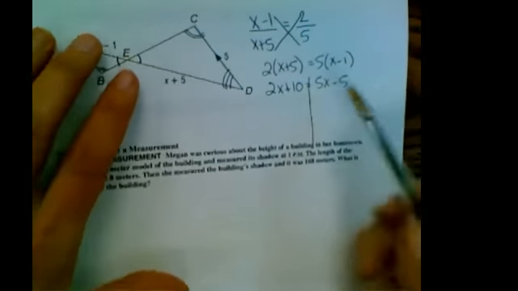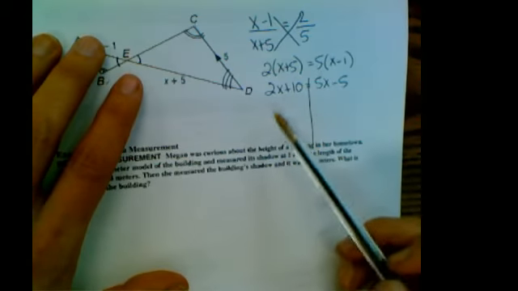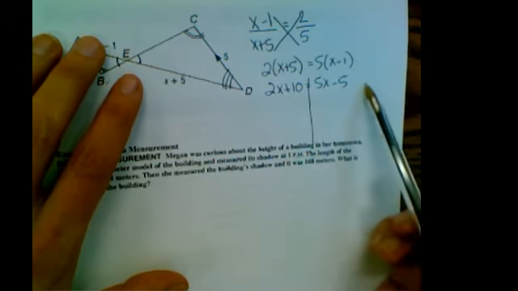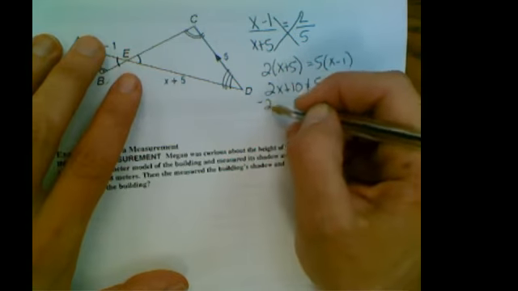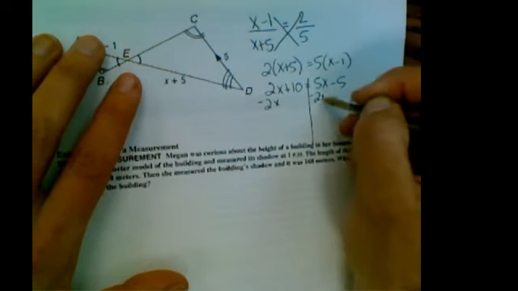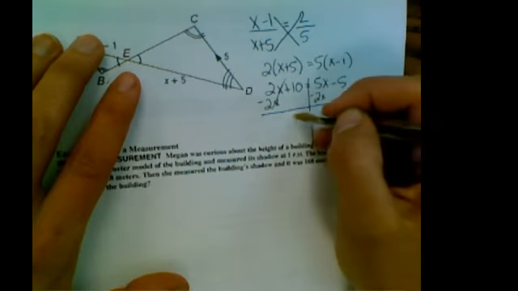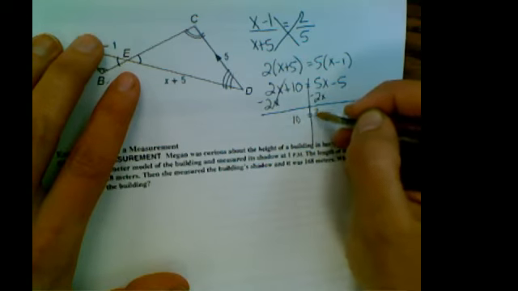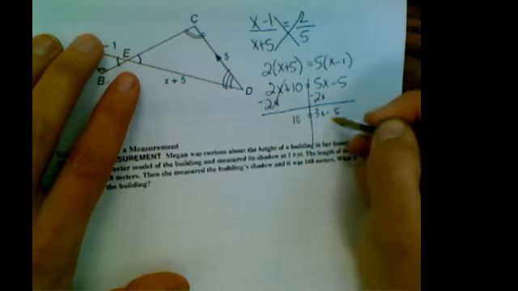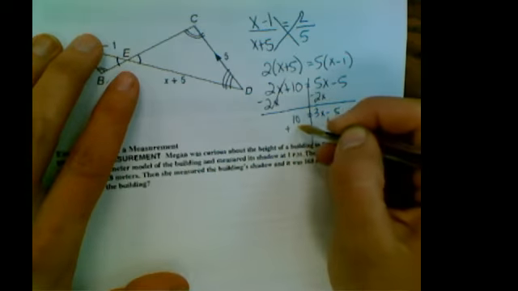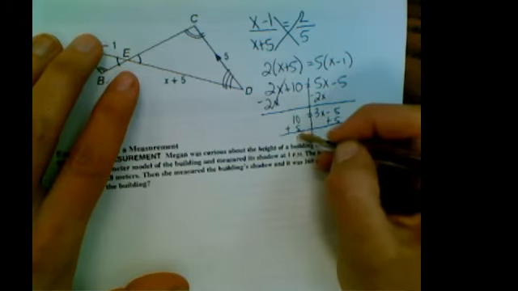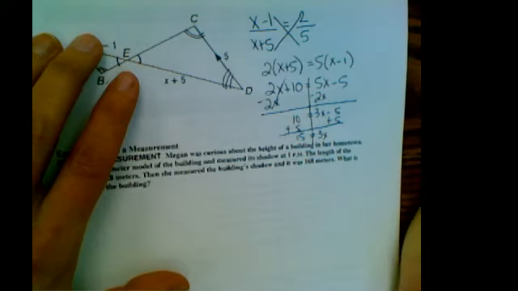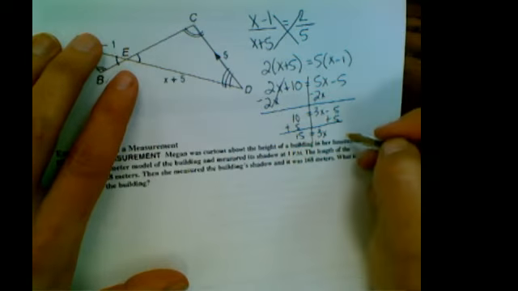I'd like to combine like terms. I want to put all my x's on one side and all my non-x's, or constants, on the other. So I'm going to subtract 2x. Remember, we talk about there's lots of ways to do this. I get 10 equals 3x minus 5. I'm going to add 5, and I get 15 equals 3x. I'm going to divide by 3, and I get that x equals 5.